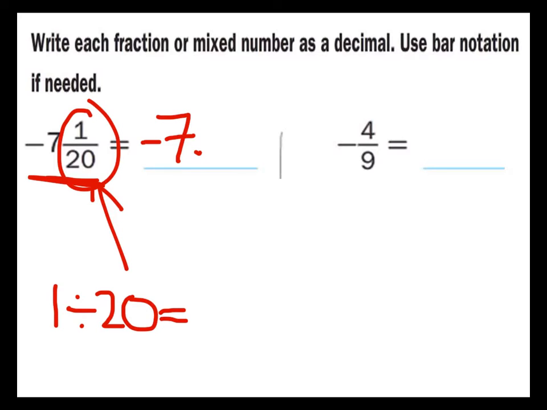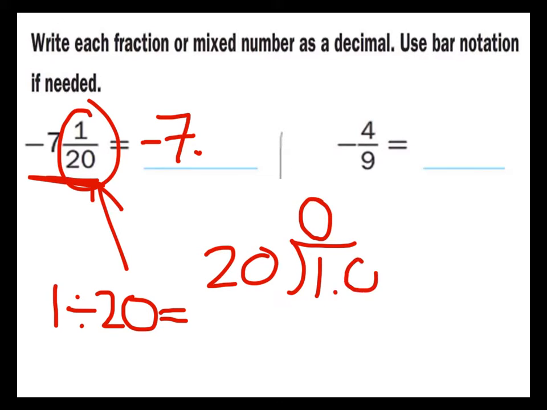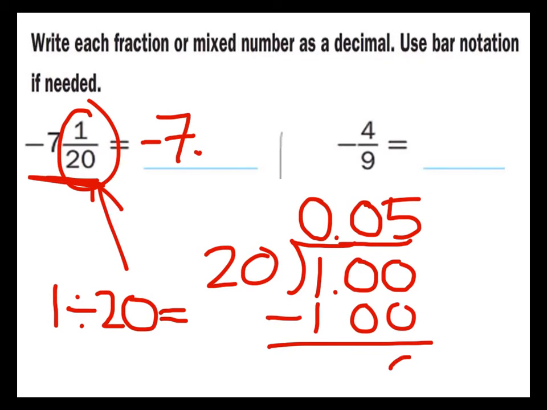Now, notice if you don't have a calculator for some reason, all you're going to do is 1 divided by 20, and you can do it long ways. So notice 20 does not go into 1, so you need a 0 there. Does 20 go into 10? No, it does not. Does 20 go into 100? Yes, it goes into it 5 times. 5 times 20 is 100. Subtract, 0 left over. So this tells me my decimal is 0.5.